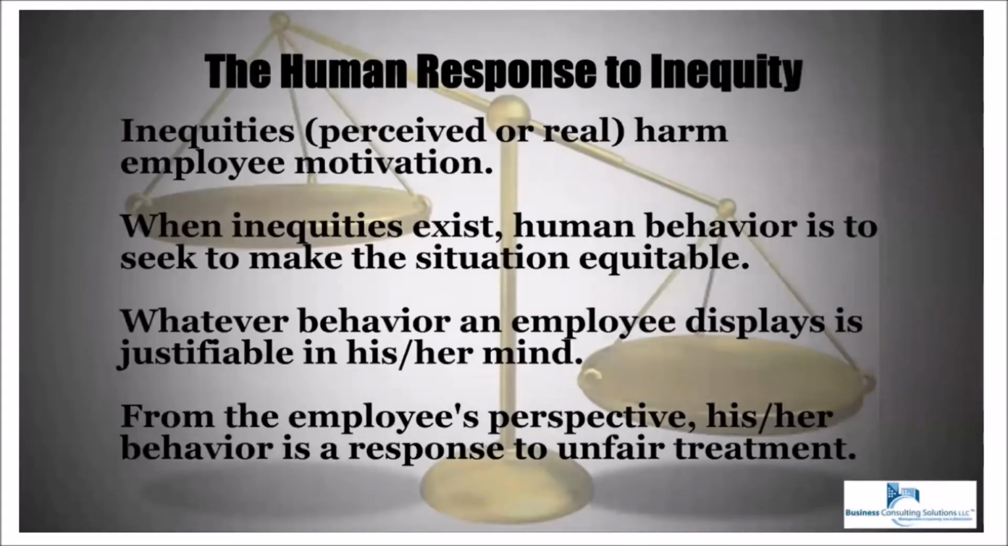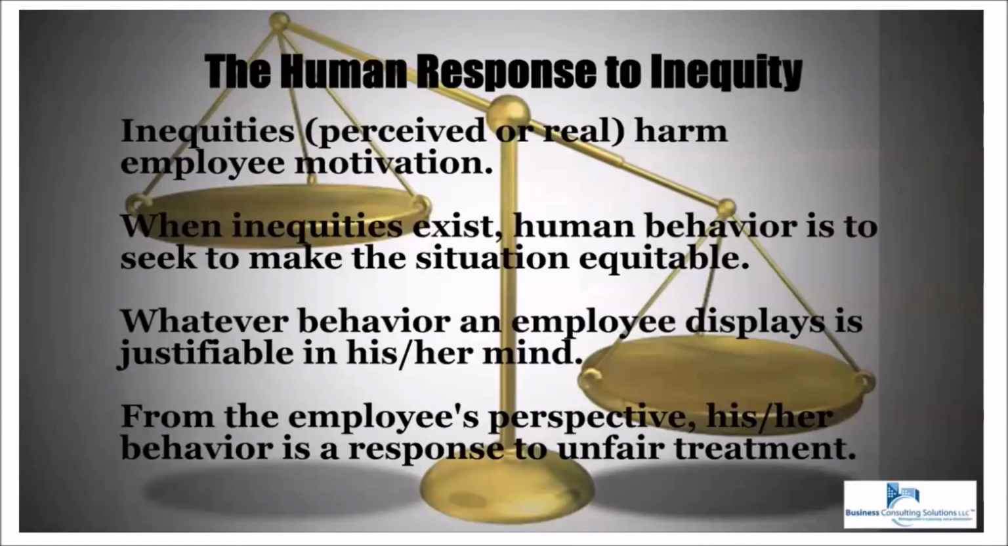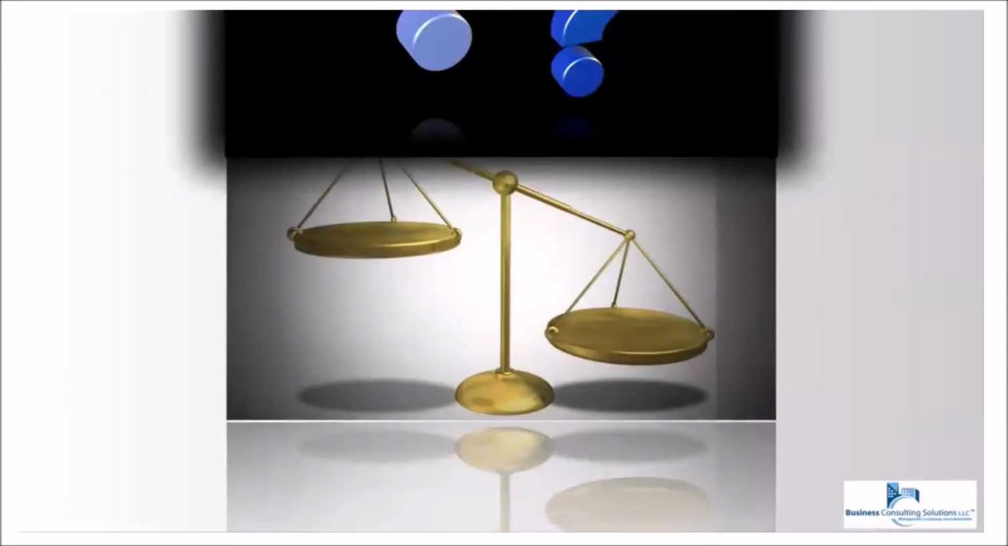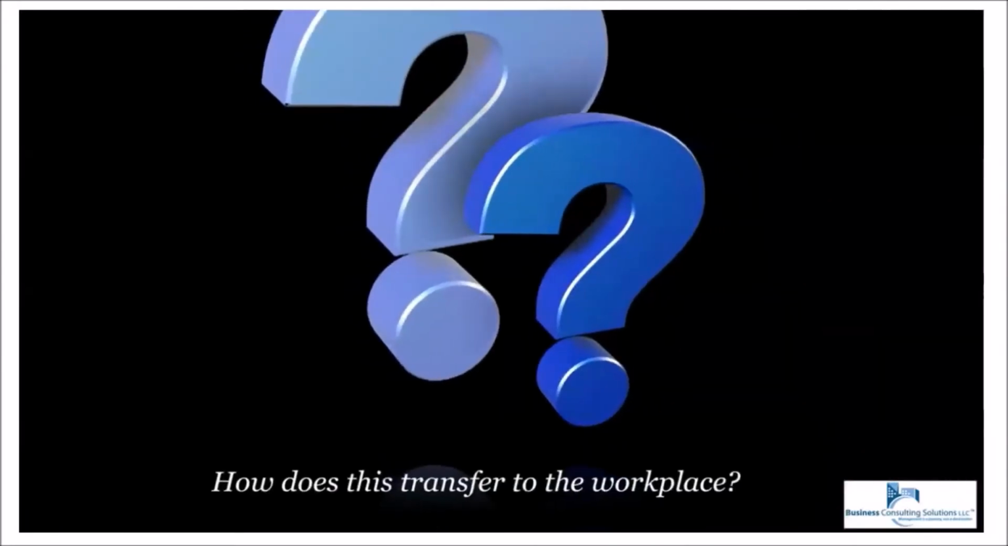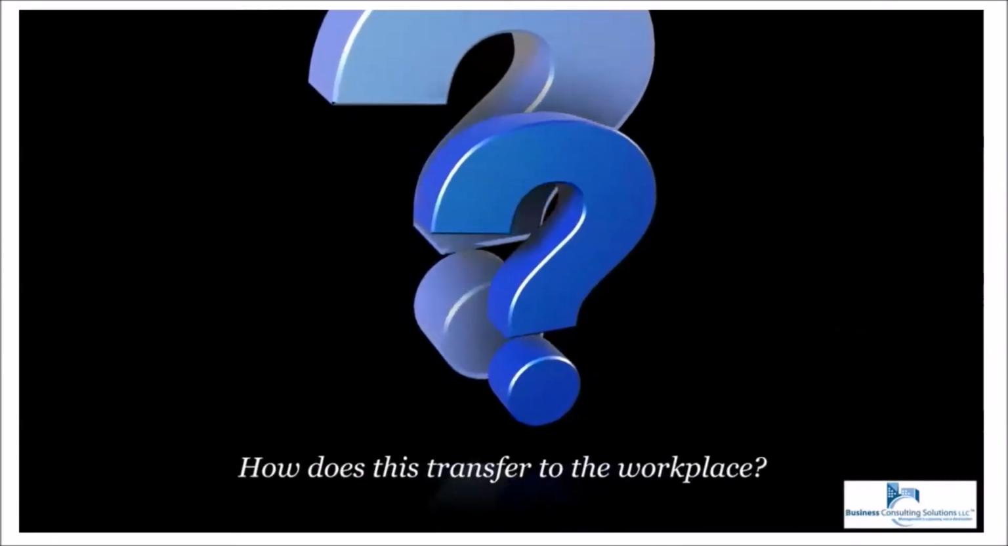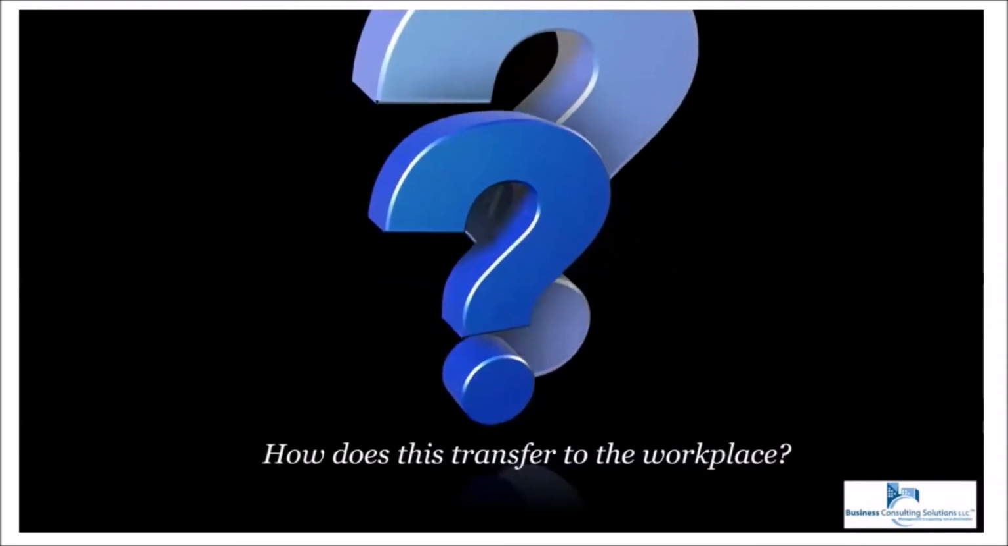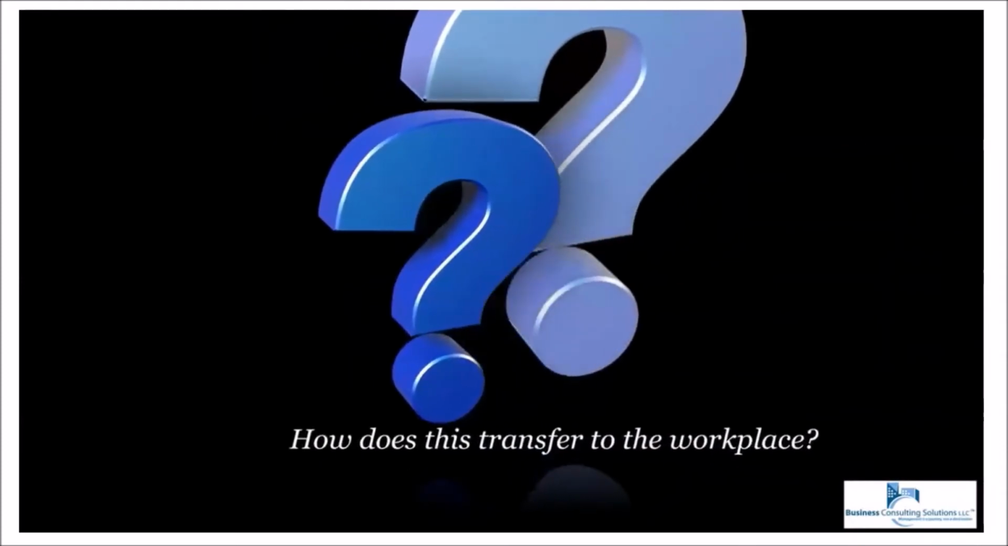When inequities exist, human behavior is to seek to make the situation equitable. Whatever behavior an employee displays is justifiable in his or her mind. From the employee's perspective, his or her behavior is a response to unfair treatment. So how does this transfer to the workplace?